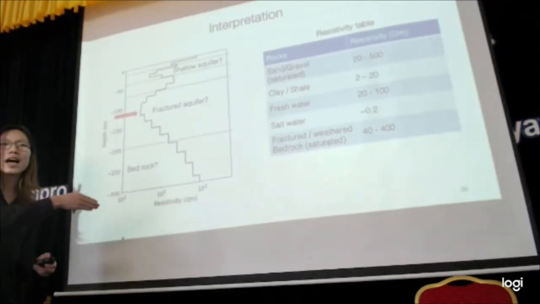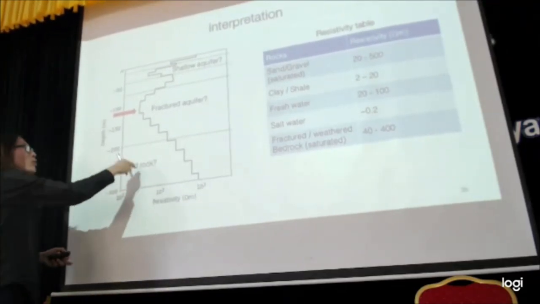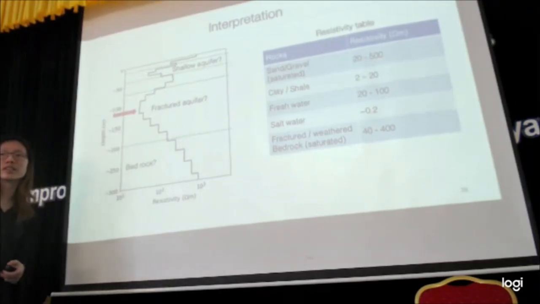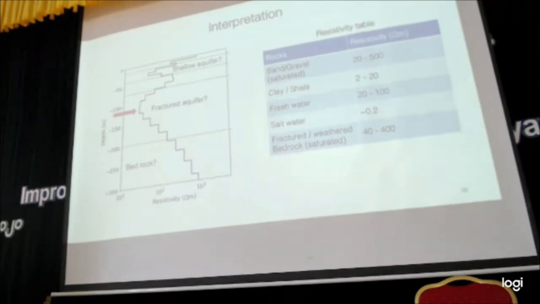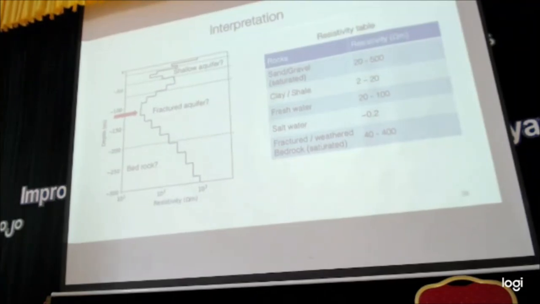So, of course, to actually find out what kind of rock or water is there, we need to drill. The synthesis is the final step, but as I said, to really find out what is happening, whether our interpretation is correct, we need to drill the hole and compare the information. So we do not know the answer right now.